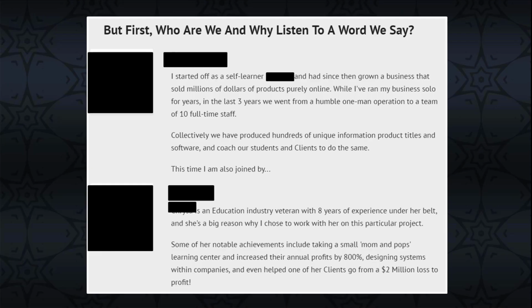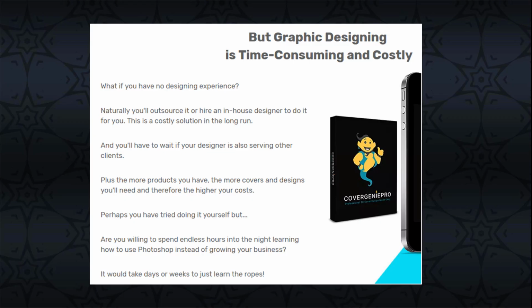Here's a sample from a sales letter introduction. The creators introduced themselves as creators of the said product and gave their intended audience a valid reason to listen to them. And here's another extract from the same introduction addressing their problem in creating a strong yet attractive brand logo to represent their business.